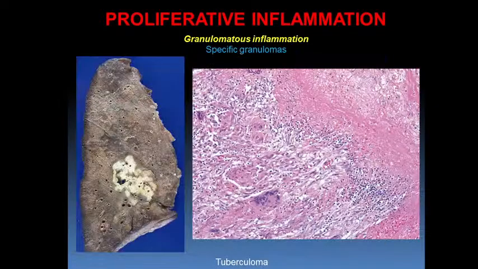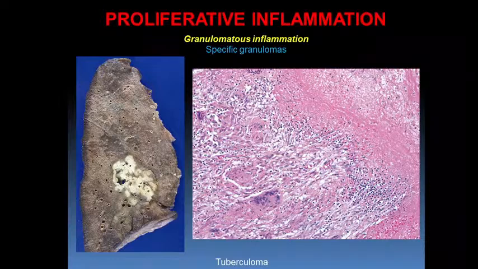There are four main types of specific granulomas, which are tuberculoma in tuberculosis, gumma in syphilis, leproma in leprosy, and scleroma in case of rhinoscleroma. We will start from tuberculoma. Tuberculoma is localized usually in the lung in case of secondary tuberculosis.